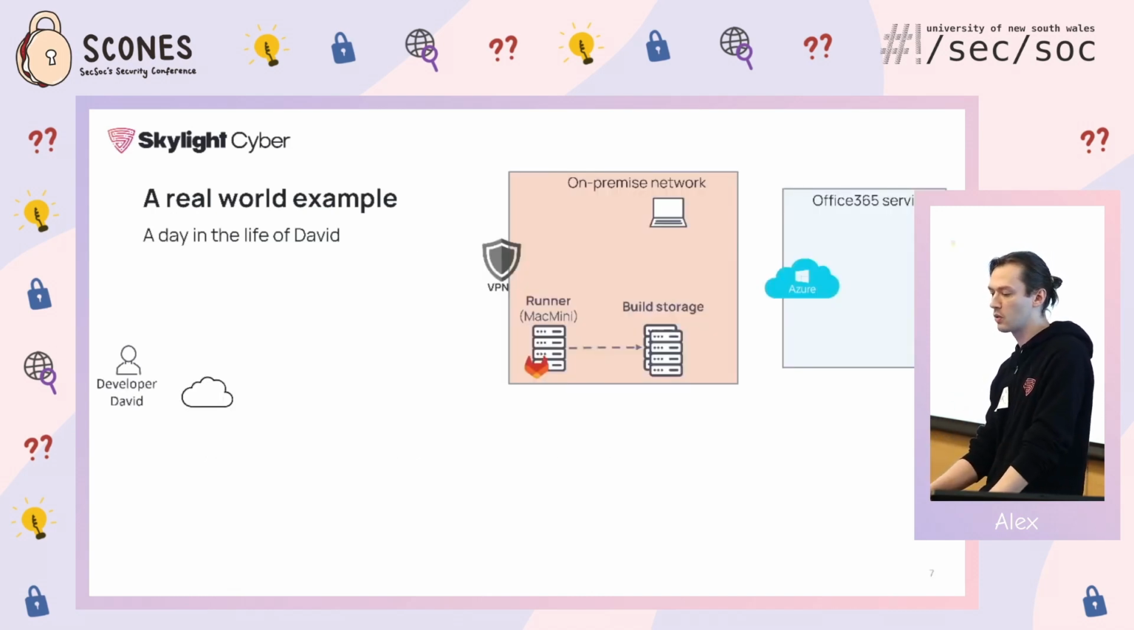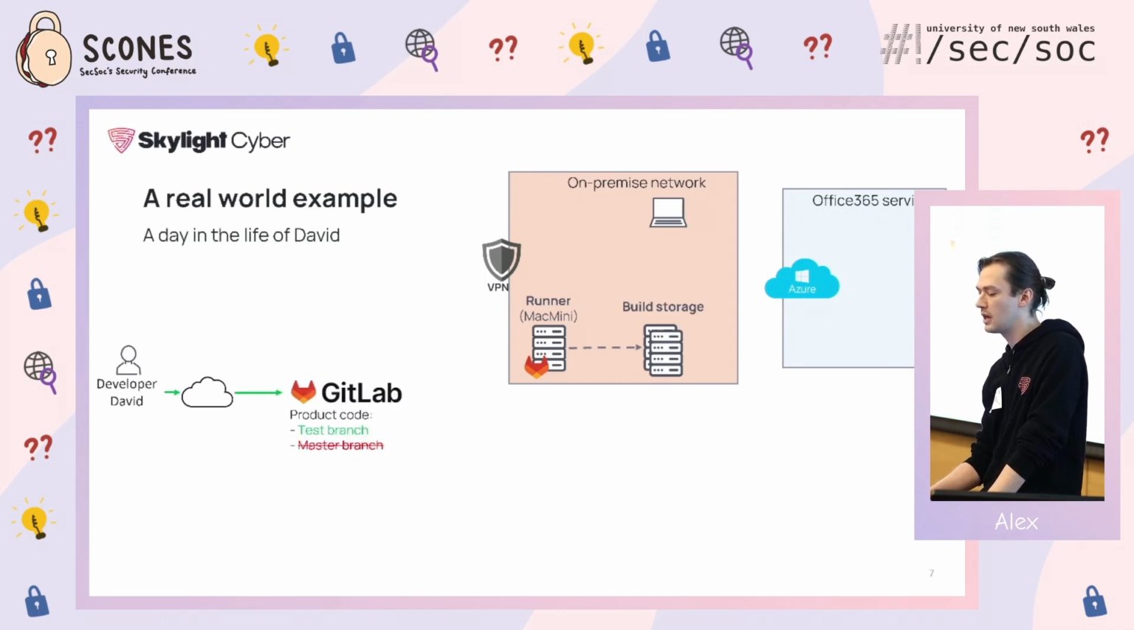And just as a quick day in the life of what Dave does, Dave works from home. He loves working from home. He never goes into the office. He could, but he almost never does. He uses a thing called GitLab, very similar to GitHub, but it's self-hosted instead. He can access test branches, he can't access master branches, he can't access production code.